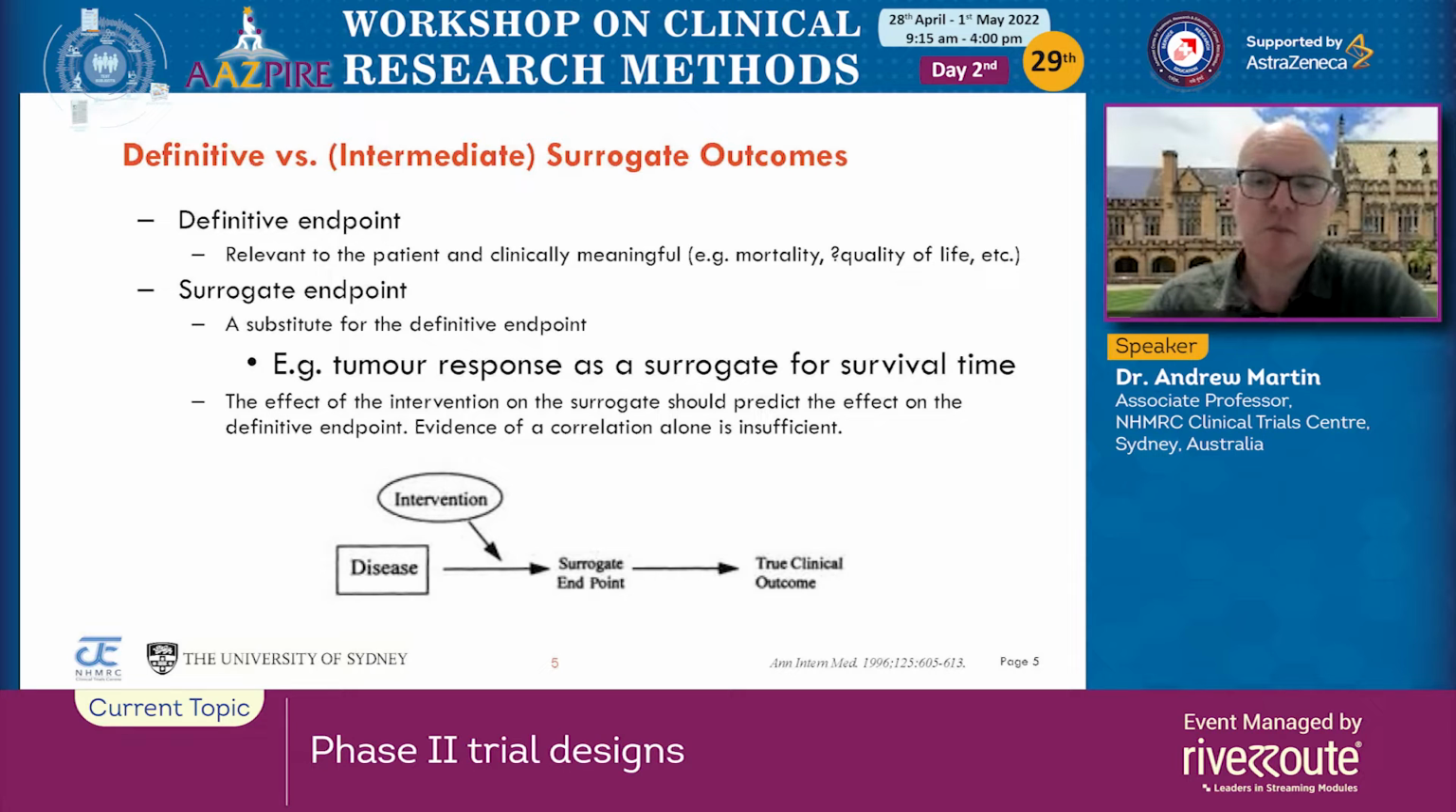We've got the intermediate endpoint in the middle here, and we can see the intervention is acting on that particular pathway. And so its effect on the surrogate is going to be borne out by an effect on the definitive endpoint.